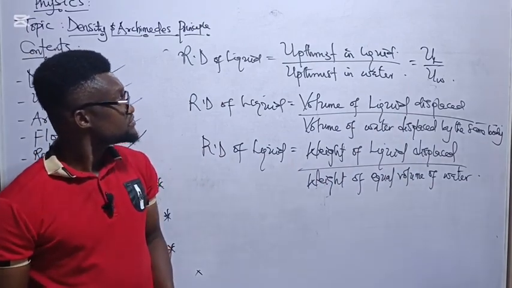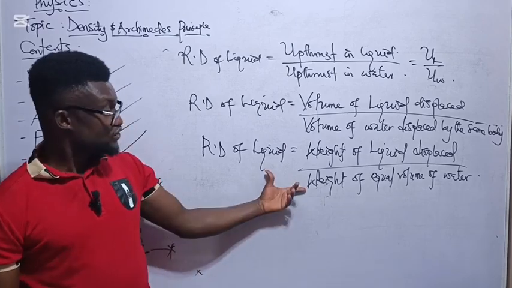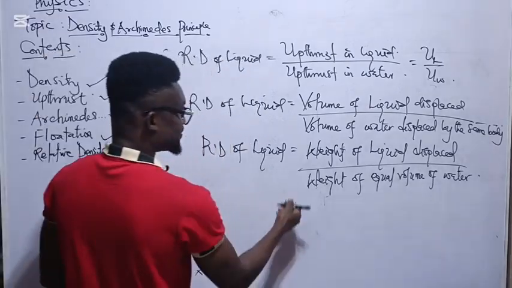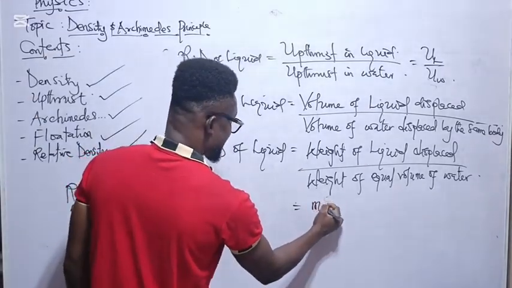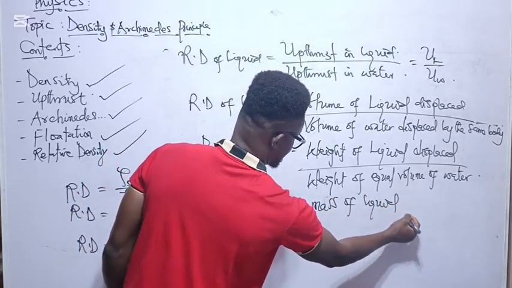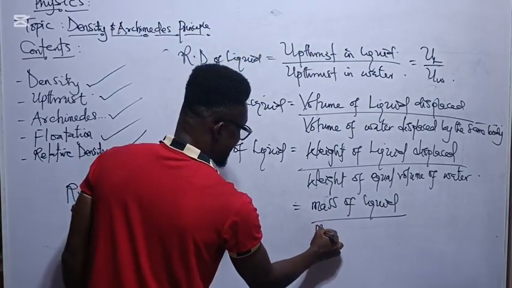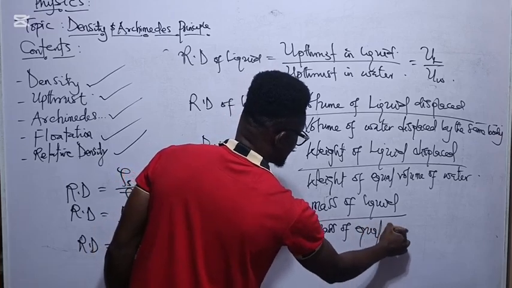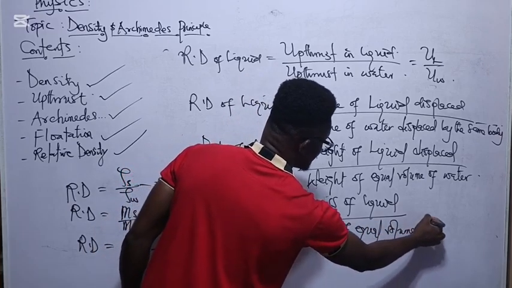You can also include the mass. So you can also say it is mass of liquid over mass of equal volume of water.